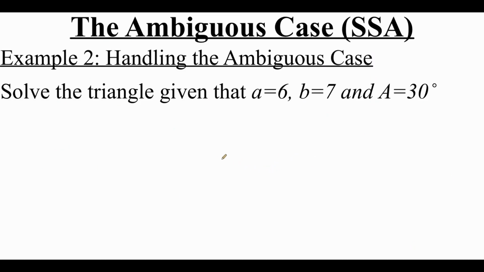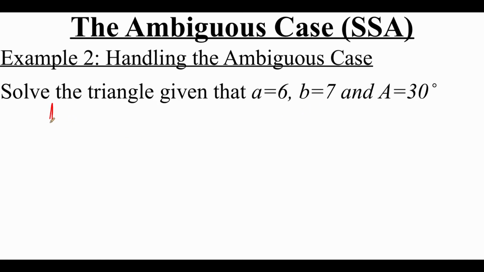Now we're going to take a look at another example in here, and we're given that side A is 6, side B is 7, and angle A is 30 degrees. Again, the first thing we want to check is how many triangles can be formed. Angle A is an acute angle, so we need to check our cases for acute triangles. There is no specific case that just says A is smaller than B, but what we need to do is find the height of our triangle.